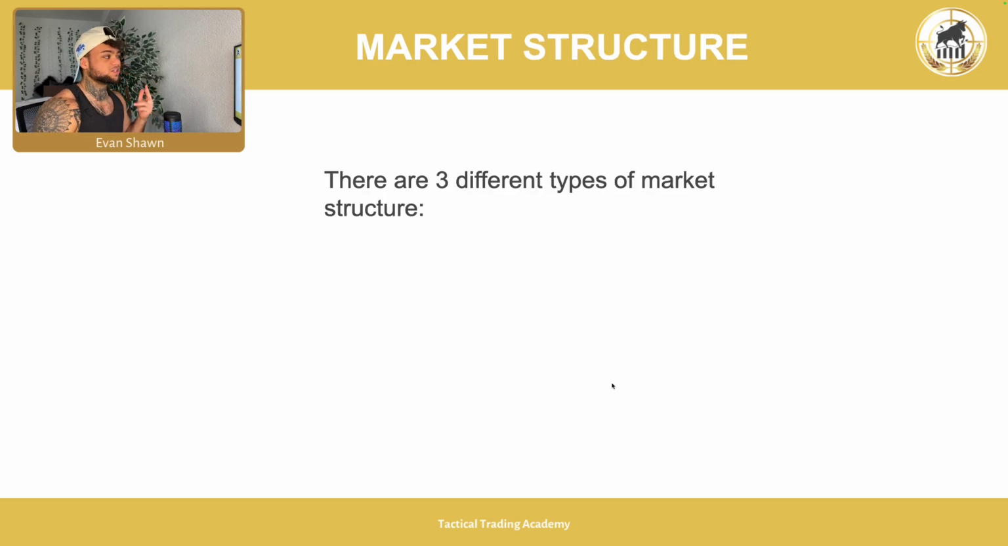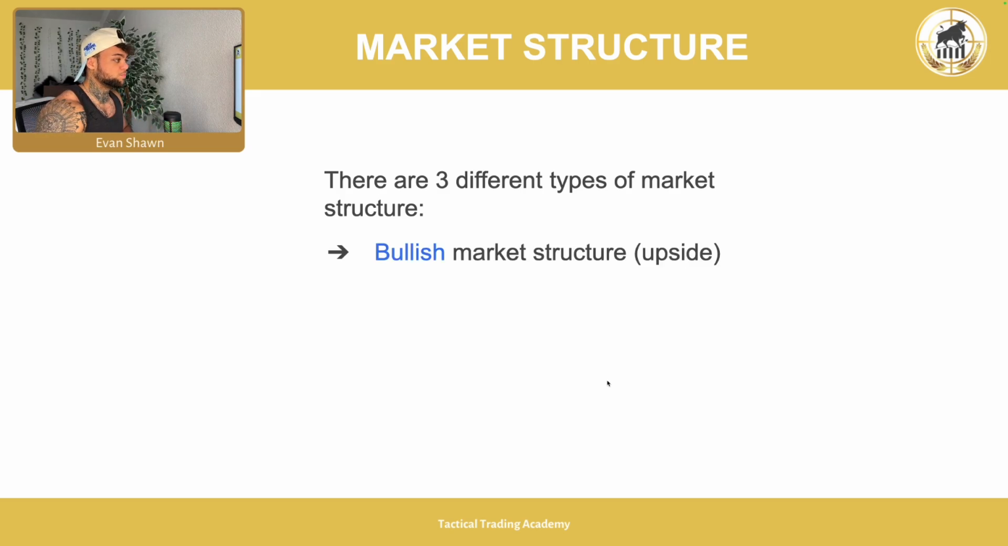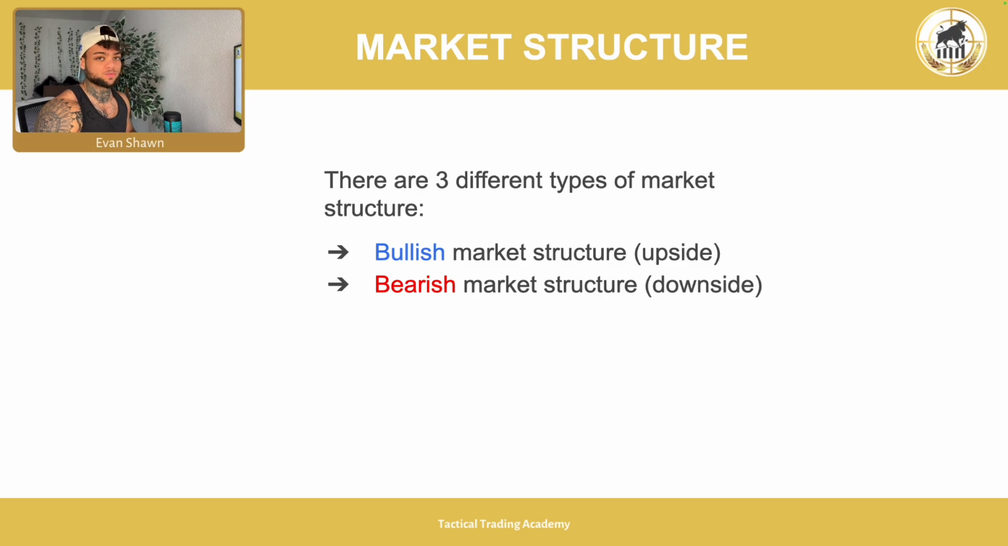There are three different types of market structure in the markets. The first one being a bullish market structure. This means that the trend is to the upside. That means that price is moving to the upside. Then we have the bearish market structure. This is to the downside. So that means that on the chart, we see that price is going to the downside.